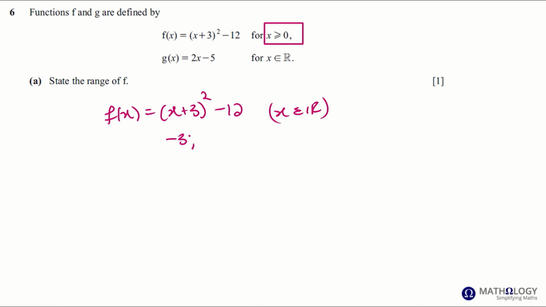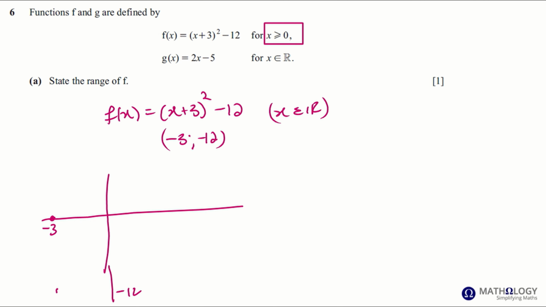The turning point of this function is (minus 3, minus 12). Again, we don't care too much about the accuracy of the graph, we just want to get an idea. The turning point is there, and the function shapes up because the coefficient of the squared term is positive. So we're just going to get a function that looks like this. This is the function f of x if there was no restriction on the domain.